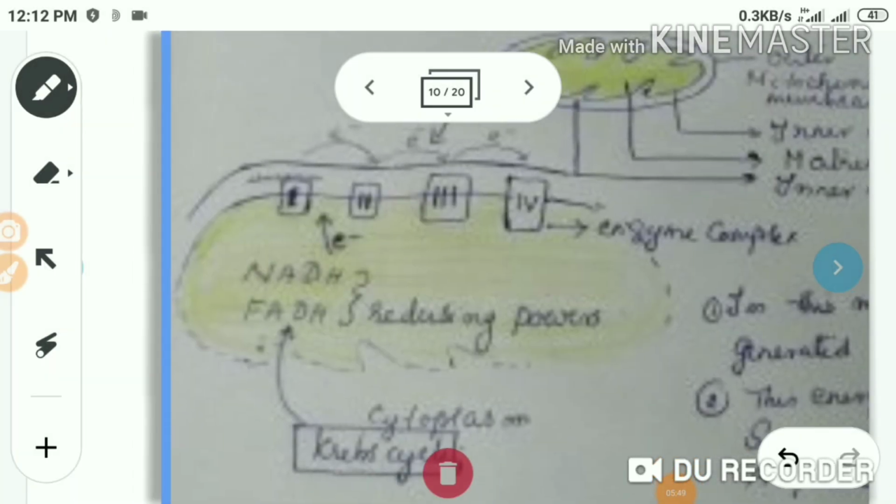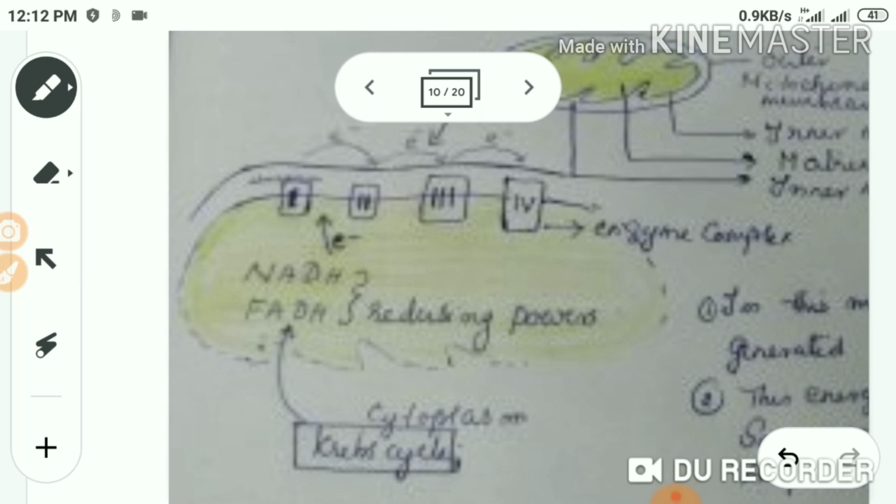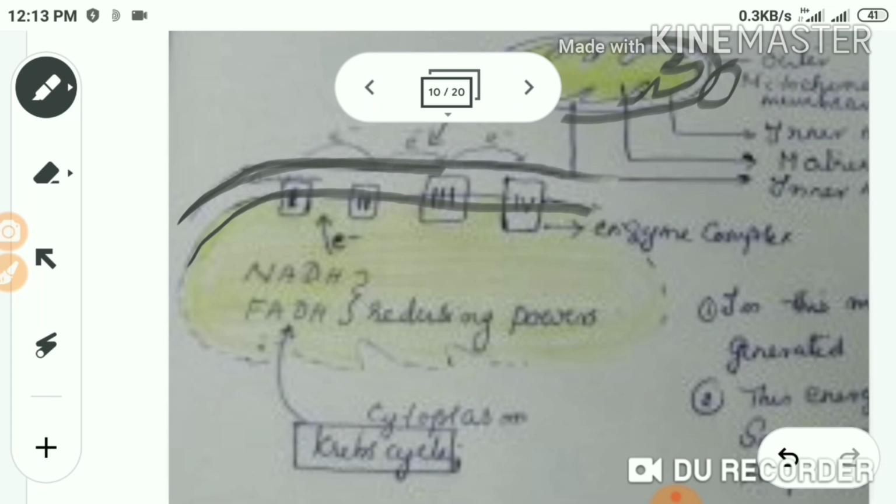Let's see what the electron transport system is. You can see this picture here. This forms the internal membrane. Got it? This is the mitochondria. The inner membrane forms a number of foldings, and here only a small portion of the mitochondrial membrane is magnified. This is the outermost layer, and this forms the inner layer. In the inner layer, you can see a number of enzyme complexes arranged one after the other.